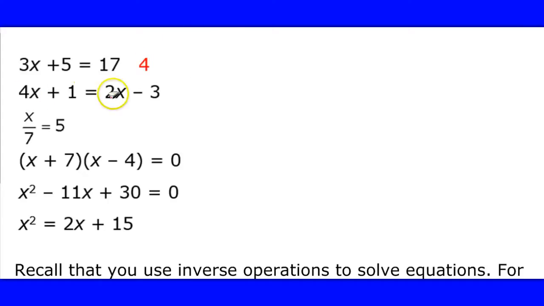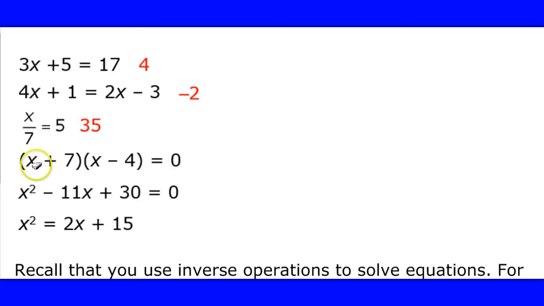For the second one, you've got variables on both sides, so you get them all on one side first. So I would subtract 2x from both sides, and subtract a 1 from both sides, and divide both sides by 2, and you would get your answer. Here, this is x divided by 7, so we would solve by multiplying both sides by 7, and our answer would be 35.